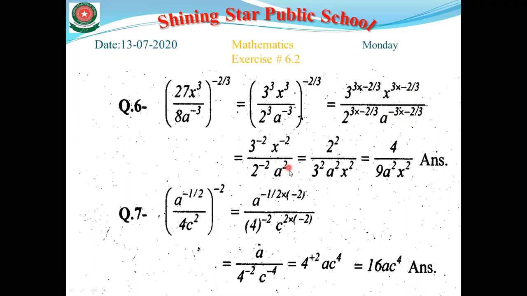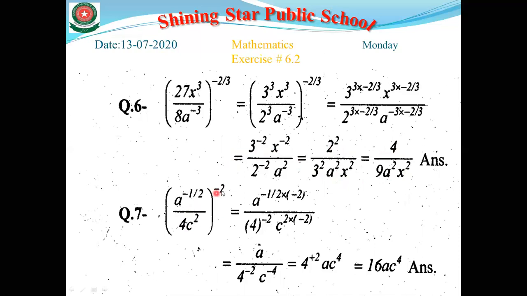Now we take some values from the denominator to the numerator and some from the numerator to the denominator, because we have to make the powers positive. So when we take the 2 power minus 2 from the denominator to the numerator, it becomes 2 power 2, and 3 power 2 and x square. Now 2 square is 4, 3 square is 9, a square x square, which is your required answer of question number 6.